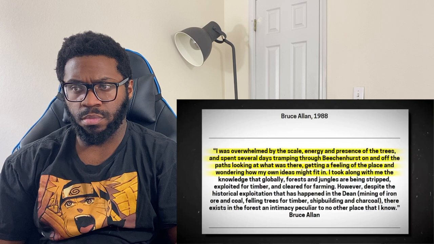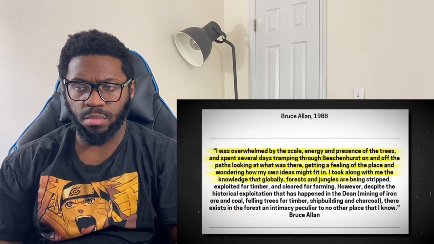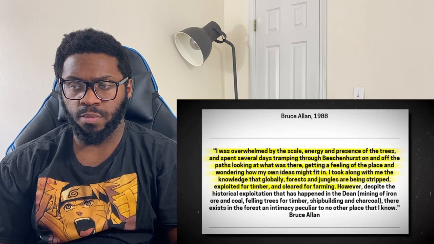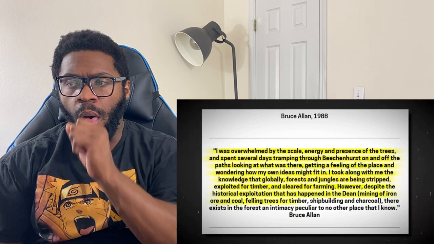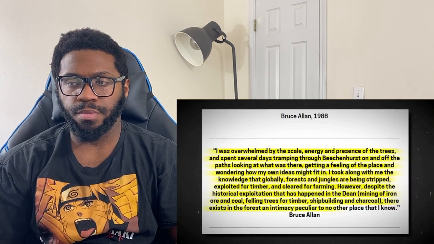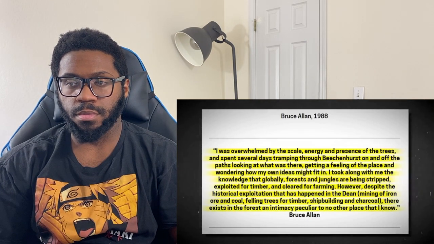I took along with me the knowledge that globally, forests and jungles are being stripped, exploited for timber, and cleared for farming. However, despite the historical exploitation that has happened in the Dean, mining of iron ore and coal, felling trees for timber, shipbuilding, and charcoal, there exists in the forests an intimacy peculiar to no other place that I know." Based on the design of their earliest astronomical observations in India, Bruce Allen created the observatory, a straightforward artwork that consists of a stairway that leads nowhere.